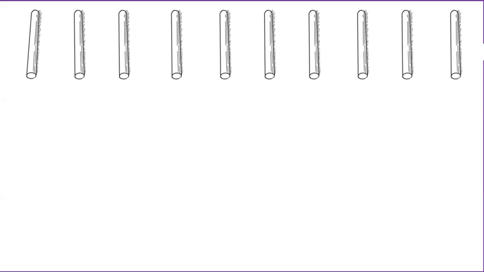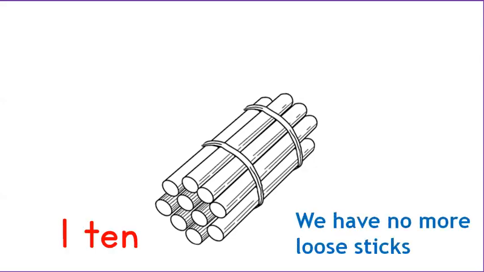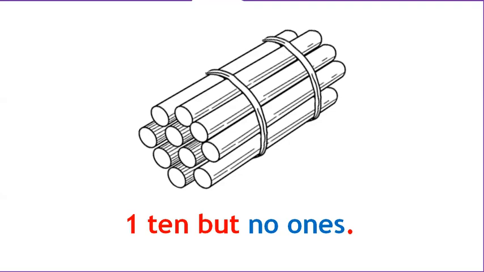Yes, students, let's tie them together with a rubber band. What will happen? We get a bundle of 10 sticks. We can say it 10. You know, we have no more loose sticks. It means 1 ten but no ones.